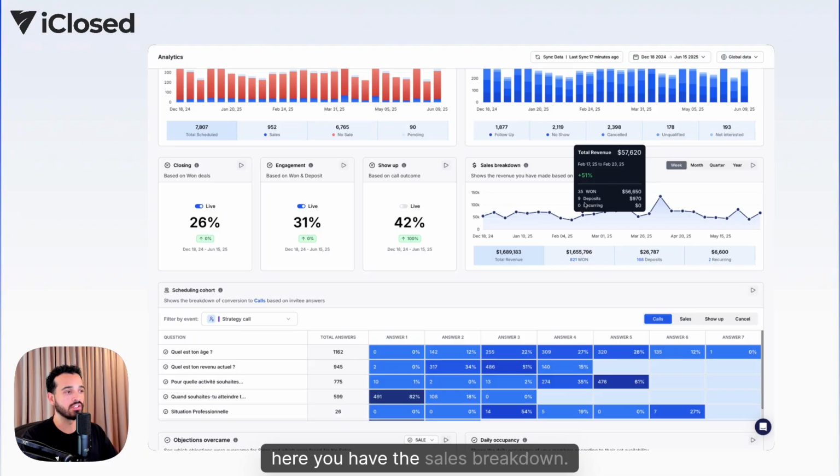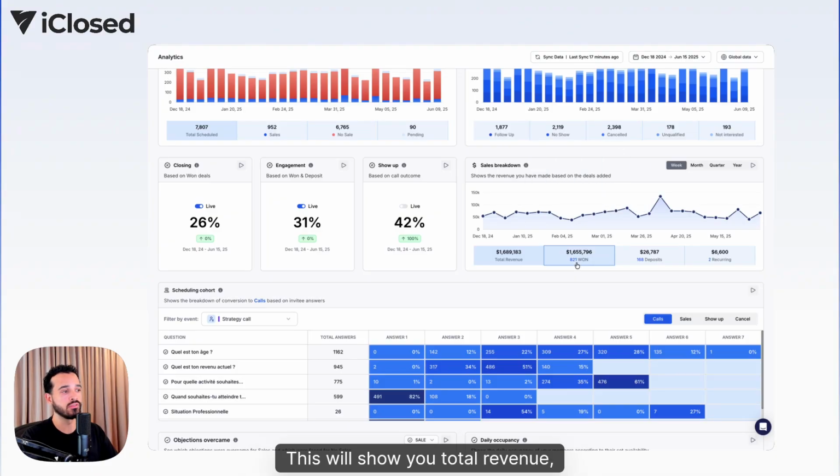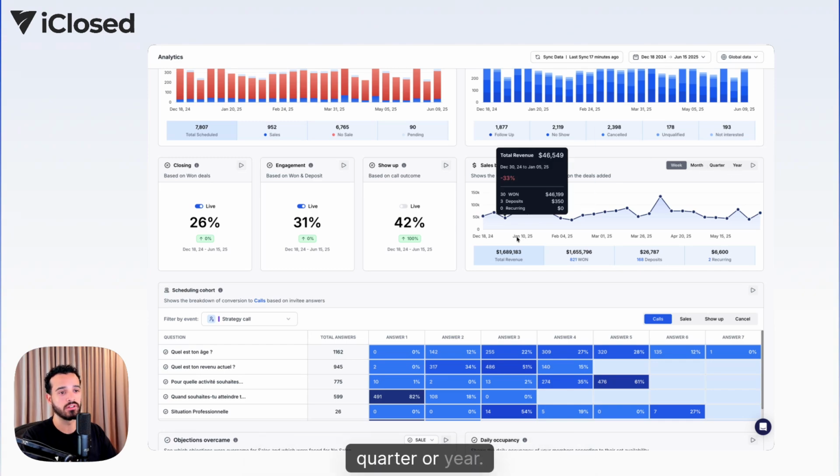Then of course here you have the sales breakdown. This will show you total revenue, the amount won, total deposits, and recurring revenue that's generated. You can filter this by week, month, quarter, or year.